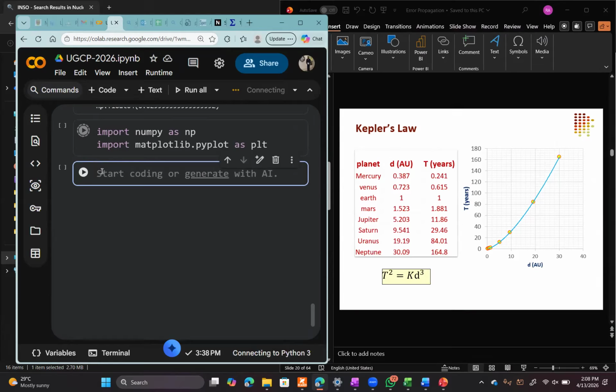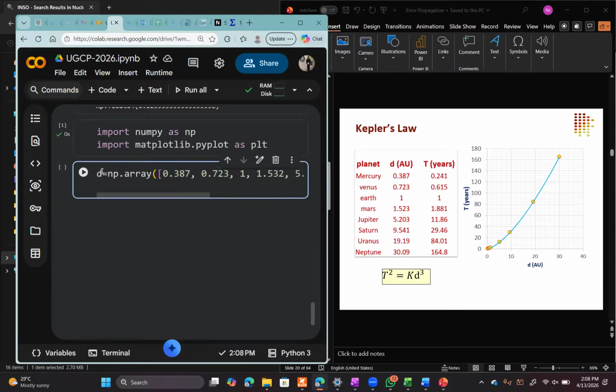I generate the D vector. So D vector is going to be a numpy array, and I have to feed the values in astronomical units. 0.3887, 0.723, then 1 for Earth, and 1.532, 5.203 for Jupiter, 9.541 for Saturn, and 19.19 for Uranus, and for Neptune it is 30.09. So this is the creation of the distance array.